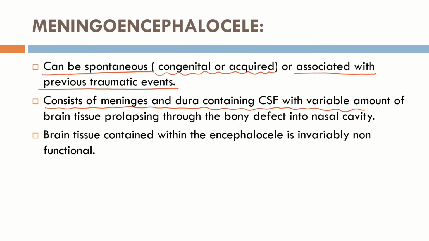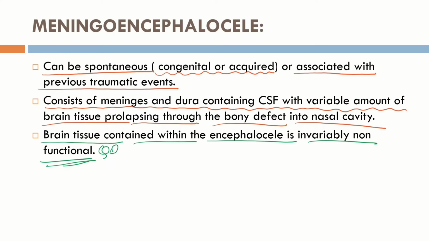It consists of meninges and dura containing CSF with a variable amount of brain tissue prolapsing through the bony defect into the nasal cavity. And brain tissue contained within the encephalocele is invariably non-functional. This is very important.